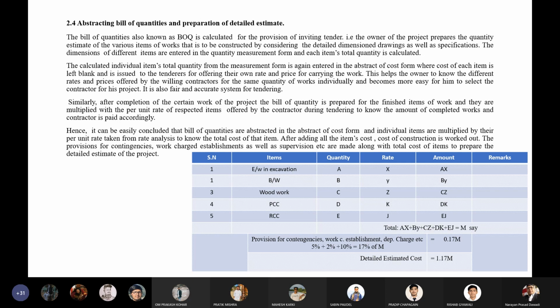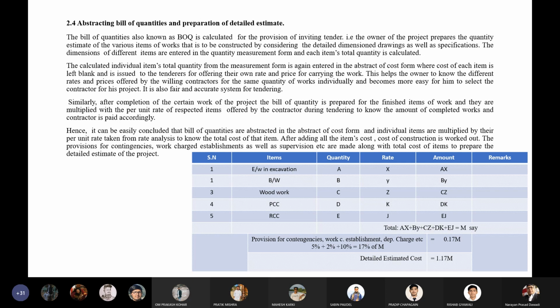The bill of quantity is prepared on the abstract of cost form. At the top, there may be the heading, the project name, place, date. At the end of this table, there will be prepared by, checked by, as well as approved by. The approval must be taken.